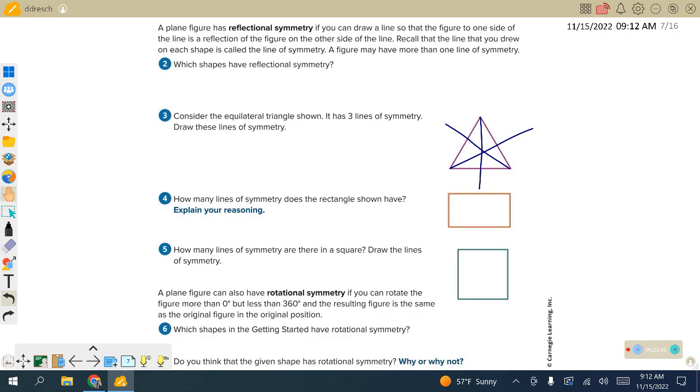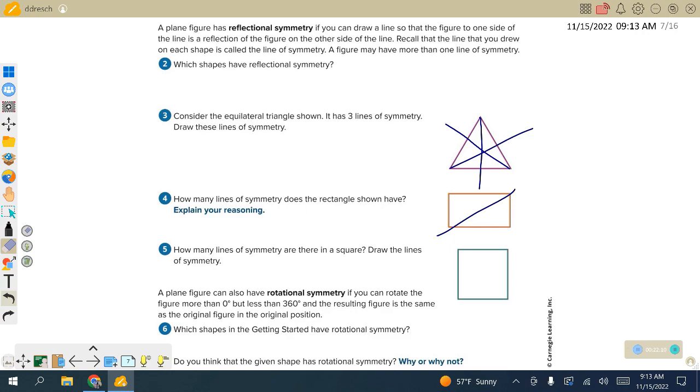How about the next one there? What about that rectangle? What do we got for there? Yeah, the obvious one is what? Vertical and horizontal, right? The one I always get students thinking about is the diagonal. Is the diagonal working on that? No. You might think it does, but if you try to fold it along that diagonal, you're going to realize, again, it does not.